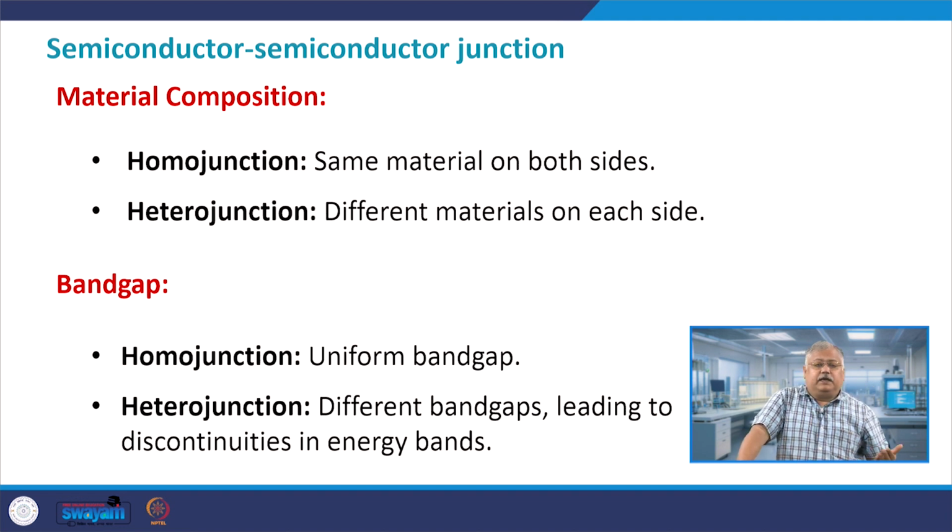Whereas, if you take, for example, gallium arsenide or indium gallium arsenide and sandwich them together, since the band gaps are different, there will be a discontinuity somewhere, and they will be referred to as a heterostructure or heterojunction with different band gaps, and there will be a discontinuity in the energy band diagram. So, we can distinguish the semiconductor junction from two points of view. One is the material composition and another is the band gap composition.